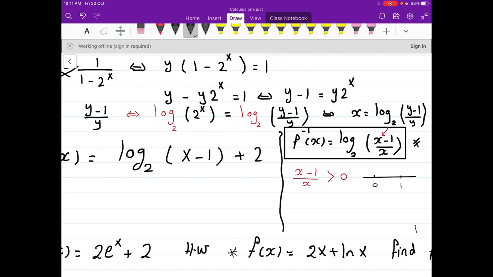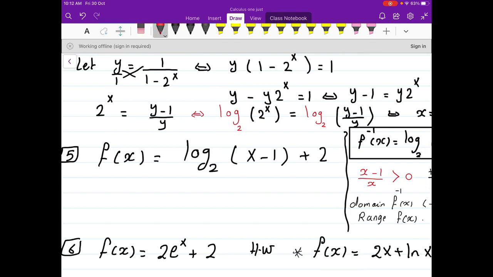Now, to solve this inequality, we have the points 0 and 1. If you choose a number like 1/2, then 1/2 minus 1 is negative. If you choose a number greater than 1, it is positive. Less than 0, like minus 2, minus 2 minus 1 is negative over negative, positive. So what is the domain? The domain of f inverse(x) is from minus infinity to 0, open, union 1 to infinity, and this is the same as the range of f(x).